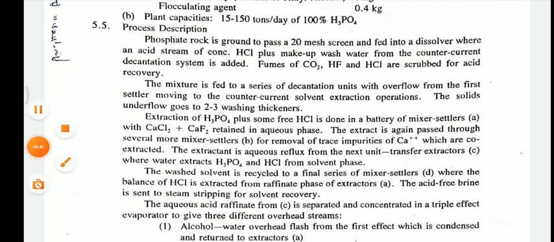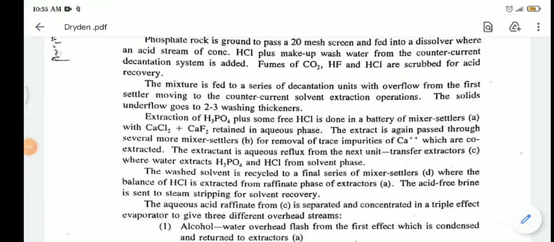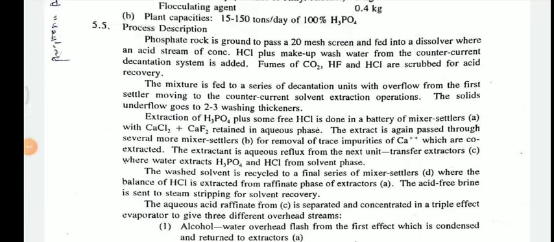In the process description, the phosphate rock is ground to pass a 20 mesh screen and fed into a dissolver where an acid stream of concentrated HCl plus makeup wash water from the counter current decantation system is added.